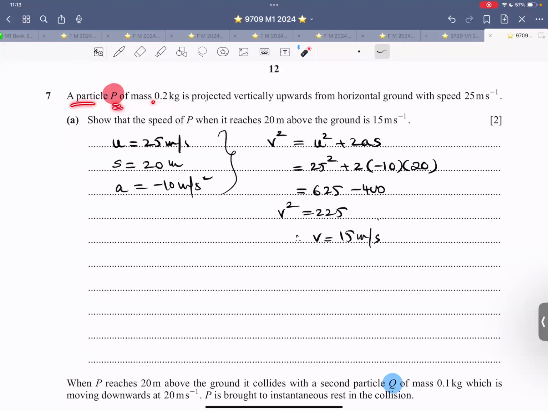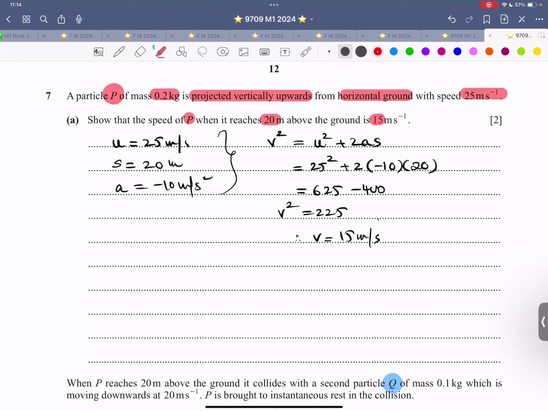A particle P of mass 0.2 kg. So let me highlight this. A particle P of mass 0.2 kg is projected vertically up from horizontal ground with a speed of 25 meters per second. Show that the speed of P when it reaches 20 meters above the ground is this much. The answer is given. Again, it's kinematics. So what do we have? We have u, we have the distance, we have acceleration negative because it's going up. Apply v squared is u squared plus 2as. Without any calculator, you can comfortably get this answer. That is the first thing.